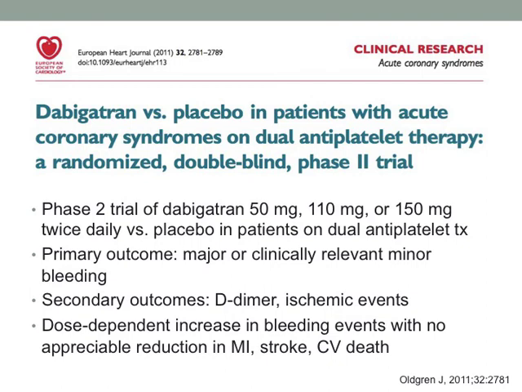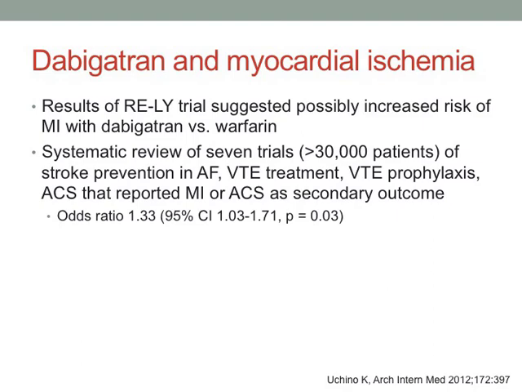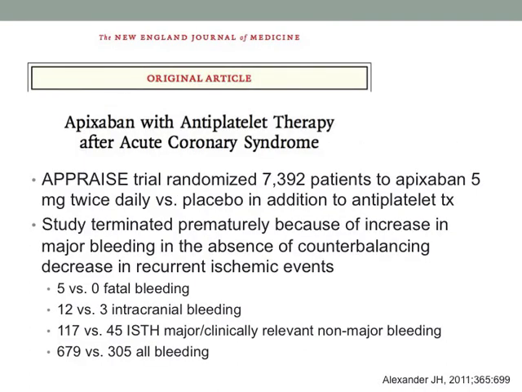So dabigatran was studied in patients with acute coronary syndrome. These were patients on dual antiplatelet therapy, and this was a dose escalation safety trial. And the primary outcome, obviously, was bleeding. And there was found to be a dose-dependent increase in bleeding events with no appreciable reduction in MI, stroke, or cardiovascular death. So this is obviously a problem. And then there was some suggestion from the atrial fibrillation trials that there was an increased risk of MI with dabigatran. And this seems to have been borne out at least in a couple of systematic reviews looking at the various trials.